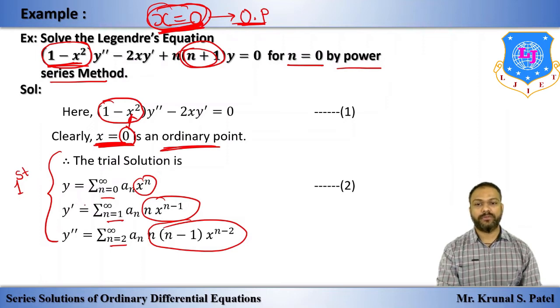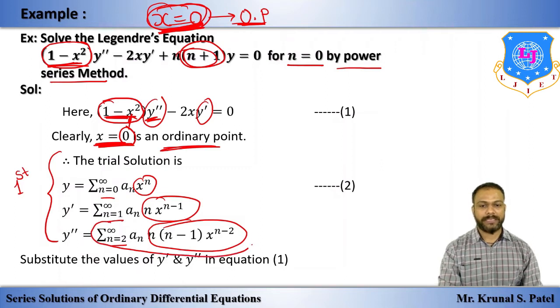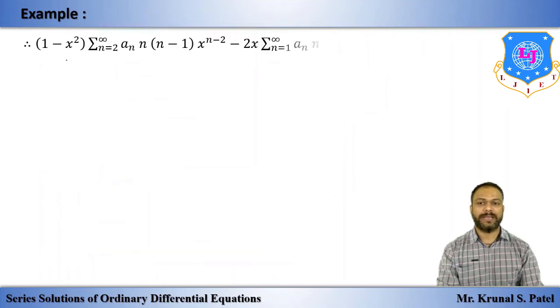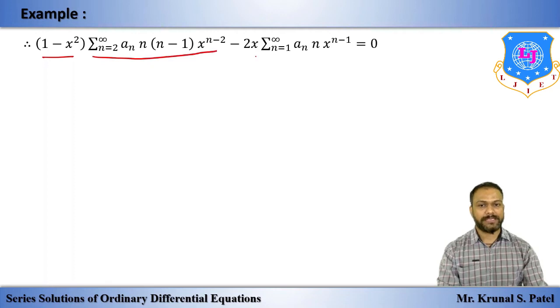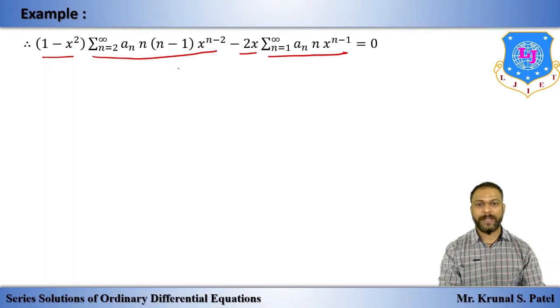Now we substitute the values of y dash and y double dash in equation number 1, here and here. So (1 minus x square) as it is, the value of y double dash is this entire sigma. Now minus 2x as it is, and the value of y dash is this entire expression, and is equal to 0 as it is. To understand this example better, it is a simple example, but you should use note and pen, and write down these values with me by pausing the video. Okay, so you will understand better. So this is our second step, substitute.